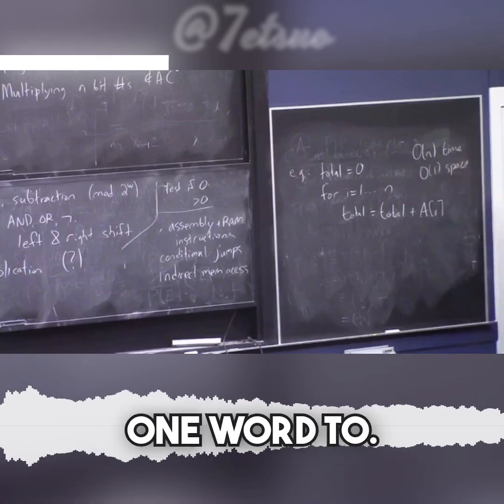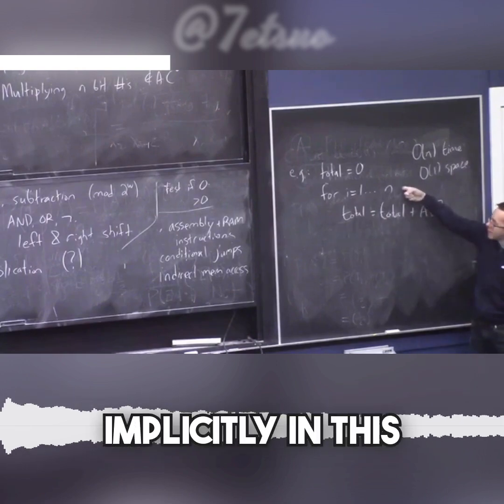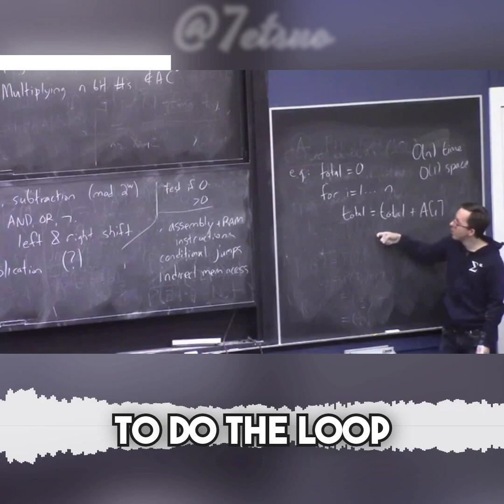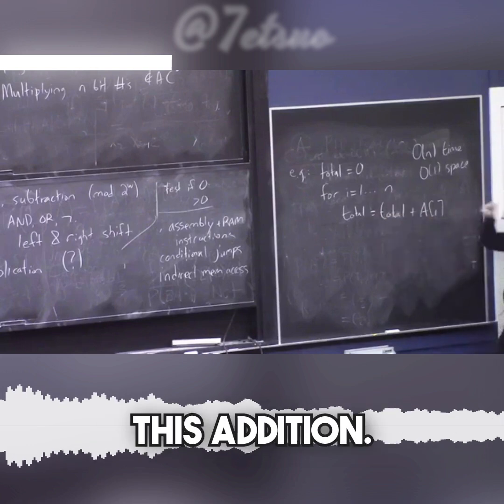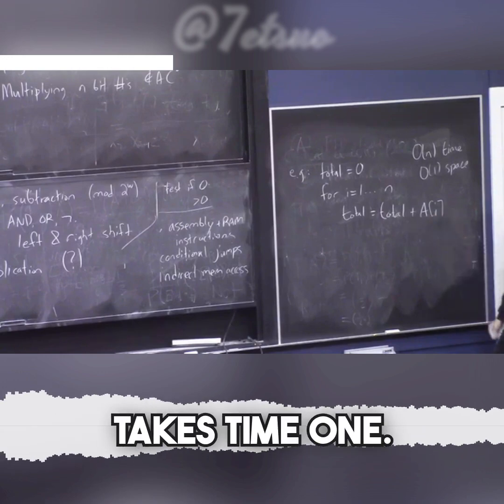So you need one word to store I, and incrementing I implicitly in this loop takes time 1, and the goto to do the loop takes time 1. This addition, actually we'll come back to the addition in a second. This memory access takes time 1.